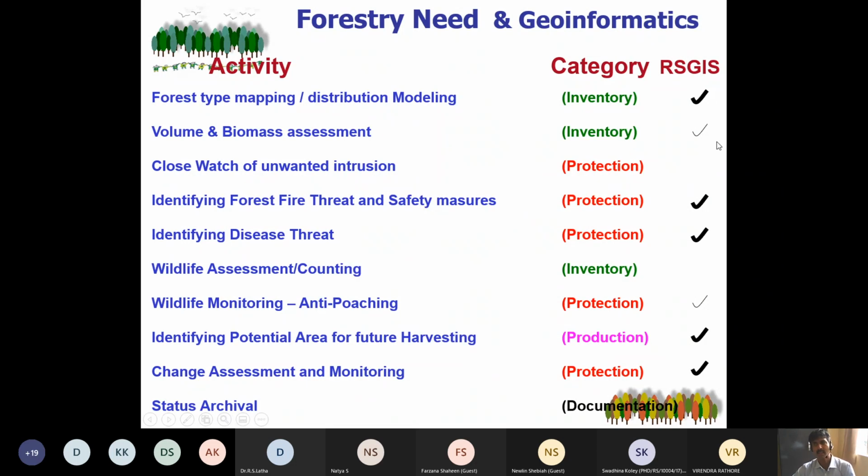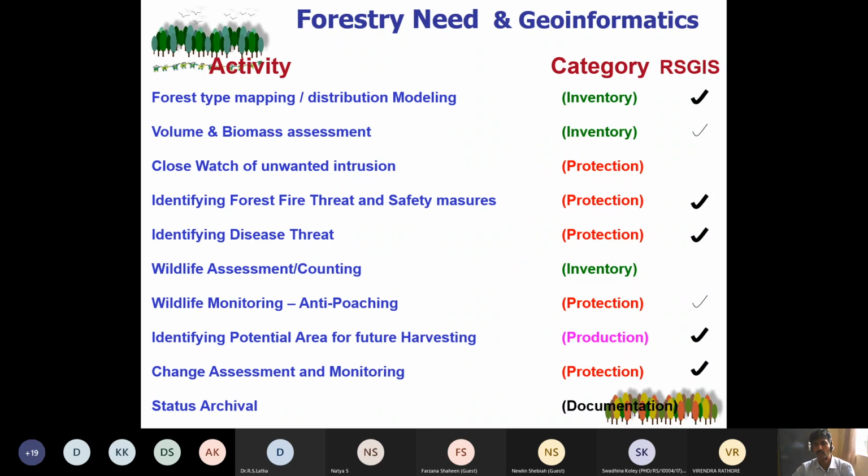Now, on the right-hand side, I have mentioned the thick black tick means remote sensing and GIS can do much more. The slight tick means, yes, it can do, but people need to put extra effort. Okay. So no tick means that it has not been really used from the satellite point of view. Close watch of unwanted intrusion, because when you go to the ground level, the area becomes huge. And hence penetrating inside the canopy from satellite data is a little difficult.